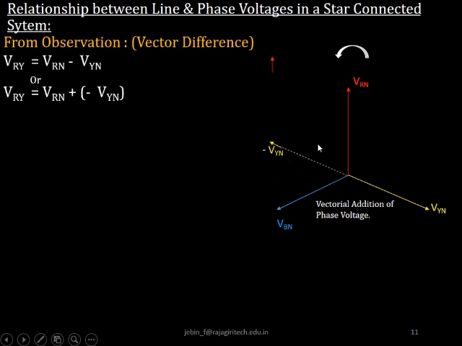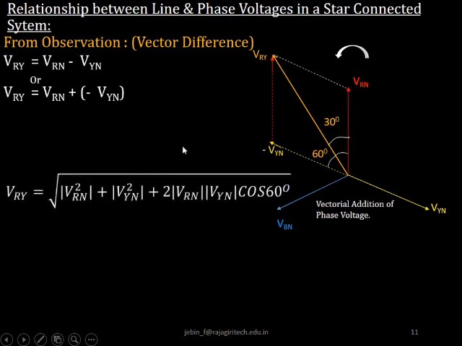So here I am going to do the parallelogram law of vector addition. So this angle is 60 degrees. You know that the angle between VRN and VBN is 120 degrees. So exactly half of that you get 60 degrees. Now I'll complete the parallelogram and my resultant will be VRY, which is at an angle of 30 degrees with respect to the reference.